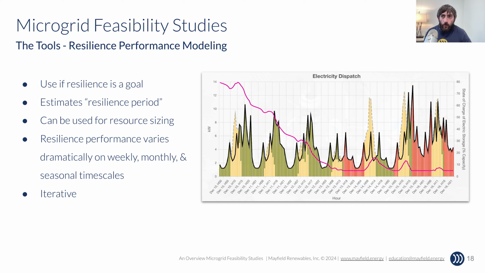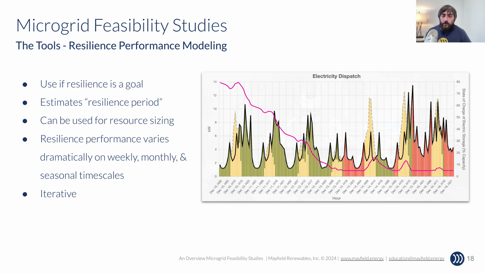And so again, microgrids provide backup power. What we mean when we say resilience period is the estimated length of time for which the system is expected to be able to power the load profile given during a utility outage.